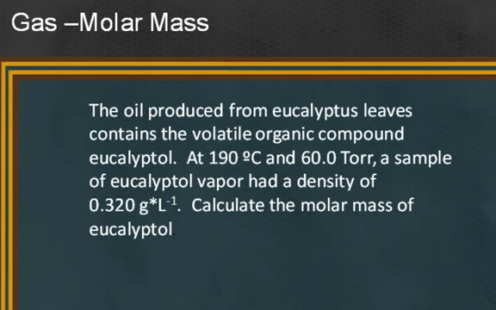The oil produced from eucalyptus leaves contains the volatile organic compound eucalyptol. Volatile means evaporates easily. At 190 degrees Celsius and 60 torr, a sample of eucalyptol vapor had a density of 0.320 grams per liter. Calculate the molar mass of eucalyptol.